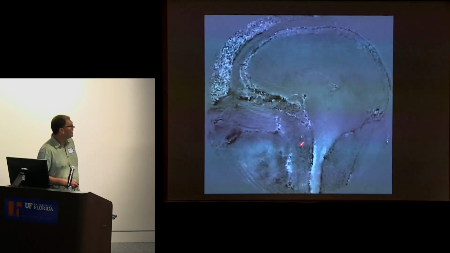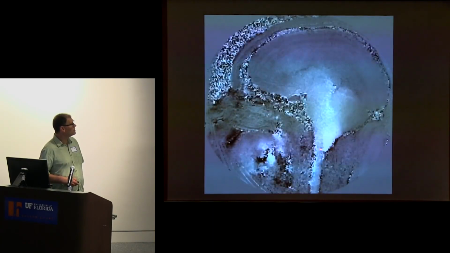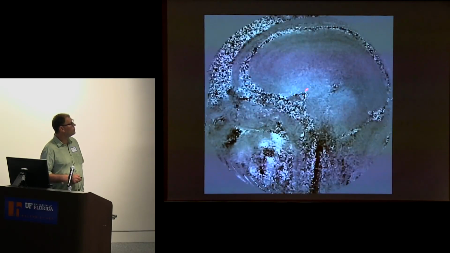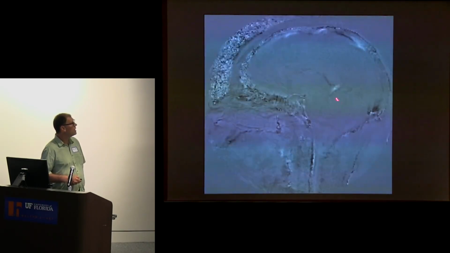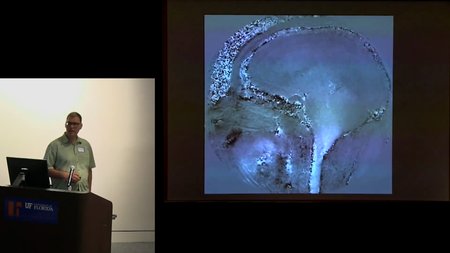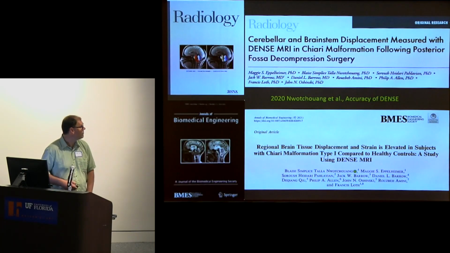Here's a picture of the motion, and you can see the smoothness of the data, and you can see that it's primarily in the lower part. We showed that the displacement is really cerebellum and brainstem. The rest up here moves a little bit, but it's really inside the noise of the measurement.